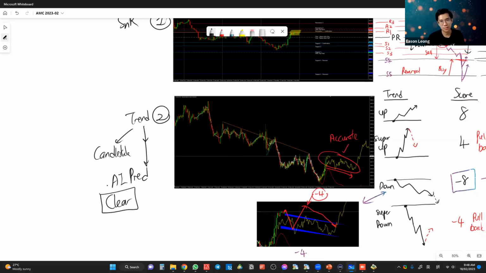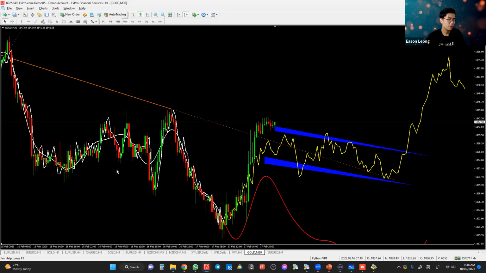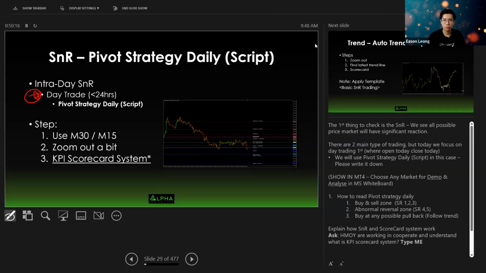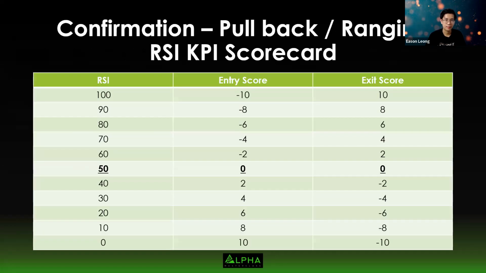If you can't see the candlestick, you see the AI. If you see the AI and don't understand, then see the candlestick. Must be one of them that you understand. Okay? Now, that is over this part. The next step is to get the confirmations. For the confirmation, you can use a few indicators, but over here, I would like to introduce you guys to this RSI indicator. Okay?